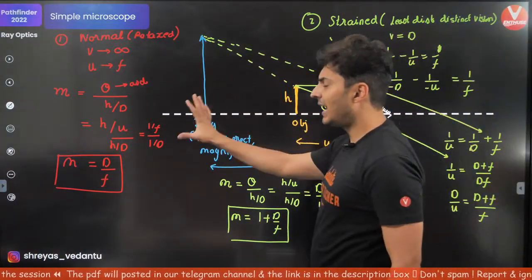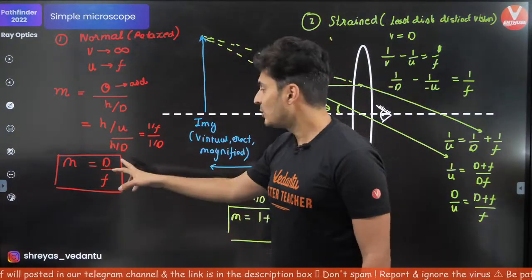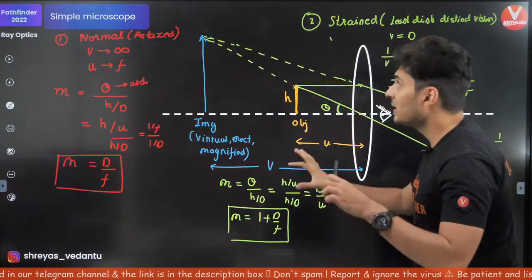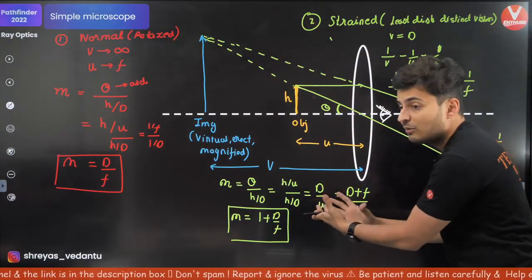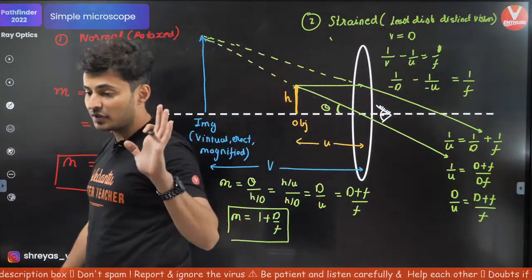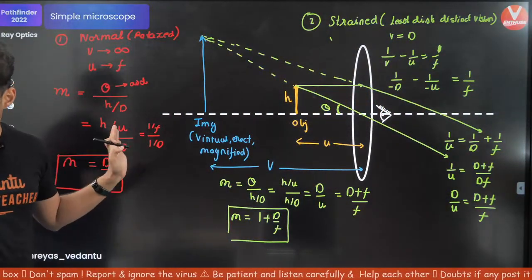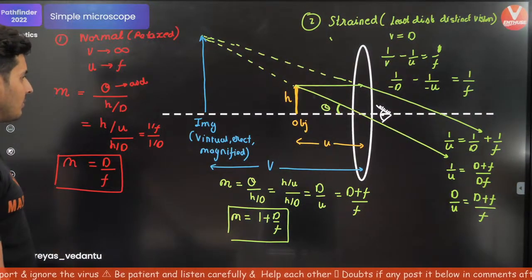So when your eyes are relaxed, yes, you can relax, but then the magnifying power will be less. It will be just D by F. And when your eyes are strained, that's when the magnifying power will be more, and it will be 1 plus D by F. Understood, my warriors? Very, very important derivation. Okay, you all should know this. Let's move to some problems.